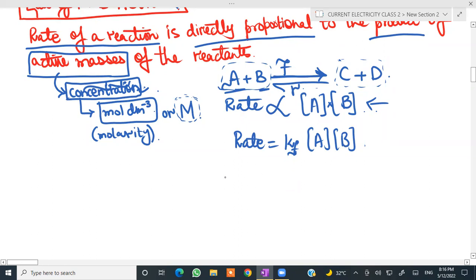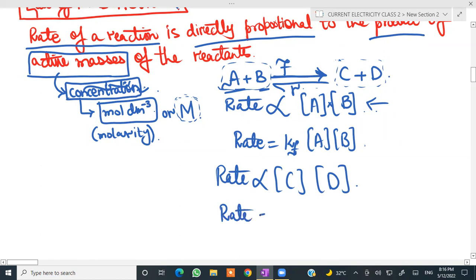Then let's make a similar equation for the reverse reaction as well, right? For the reverse reaction, the rate is going to be proportional to the concentration of C and D, because C and D are going to be the reactants. If we remove the proportionality sign, we'll need to put an equal to and a constant, correct? The constant for the reverse reaction, let's just call it Kr, into the concentration of C and D, right?